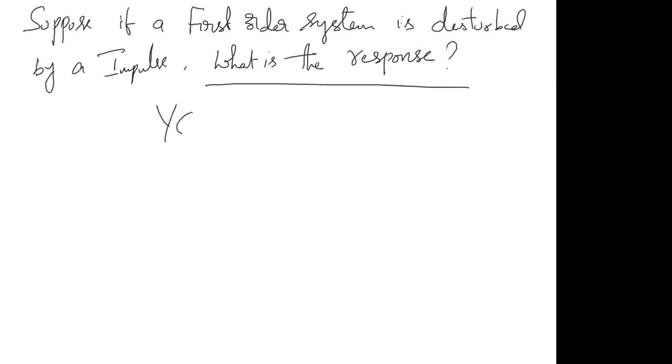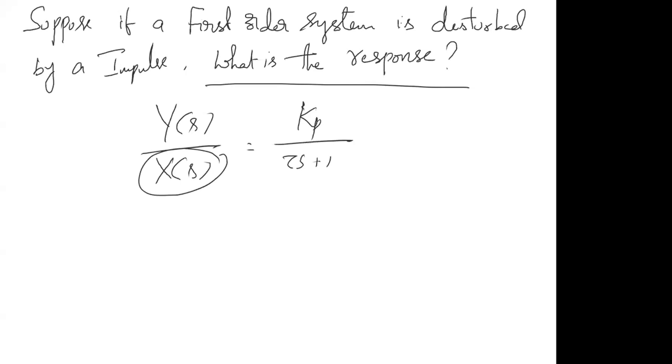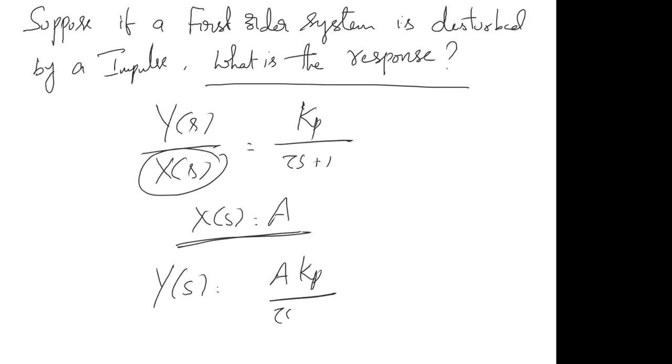Y of s is the same: how did you do for step input? It is equal to Kp by tau s plus 1 into X of s. What is X of s here? Here X of s is simple A because it is impulse input. If it is unit step input, it is A by s. Then what is my Y of s? A Kp by tau s plus 1.